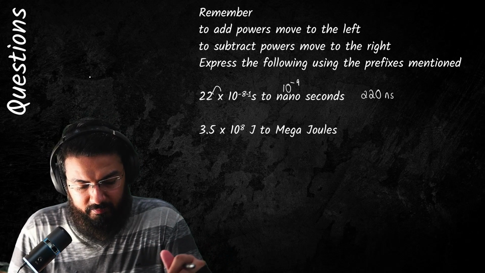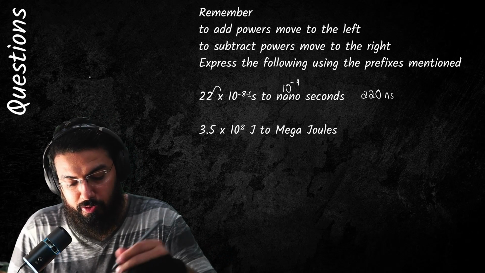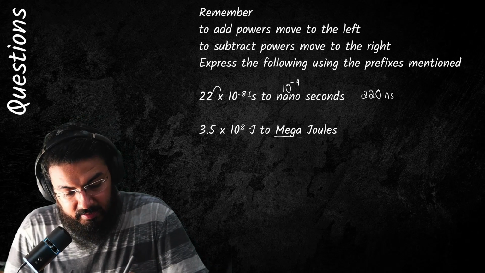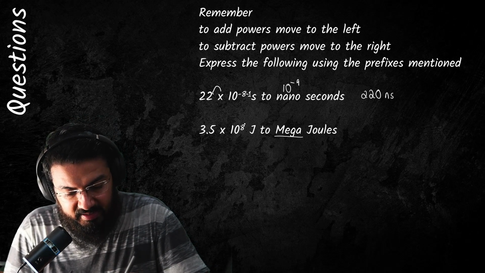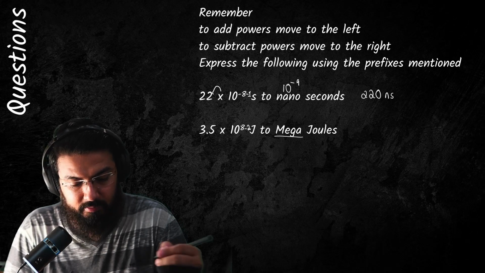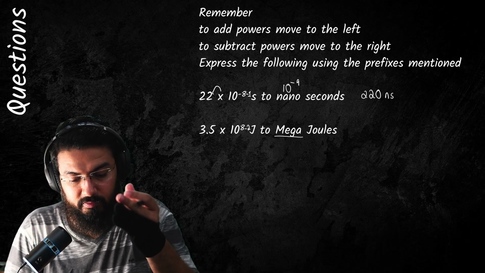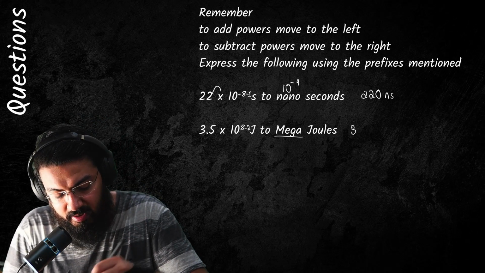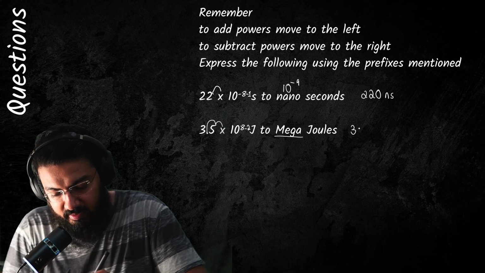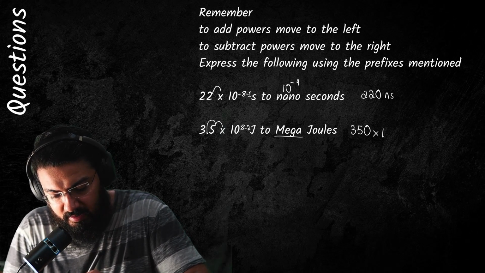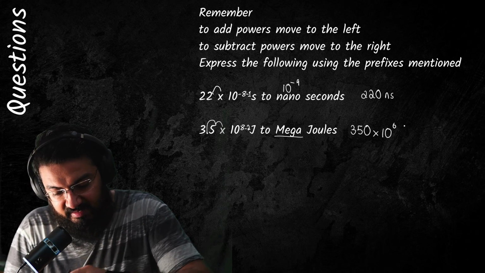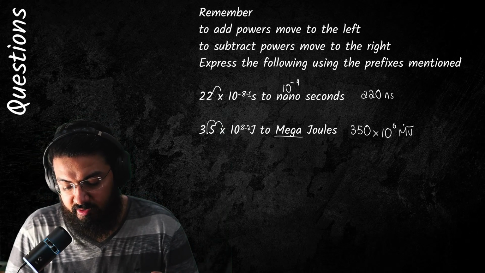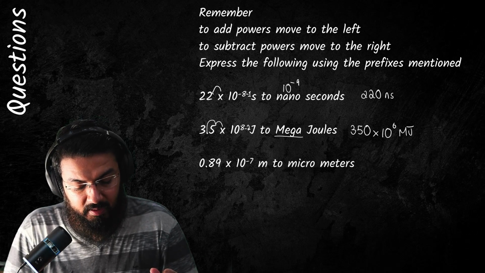Next, you have 3.5 into 10 raised power 8 joules. You want to convert this to megajoules. Now mega is 10 raised power 6. Now to do that, you again need to do what? You need to subtract 2. And to subtract 2, you're going to move to where? To the right yet again. So this right here is going to be 3, and then moving 2 units to the right, you're going to get 350 into 10 raised power 6, megajoules. All right, mega is capital M in prefix, so megajoules would be MJ.